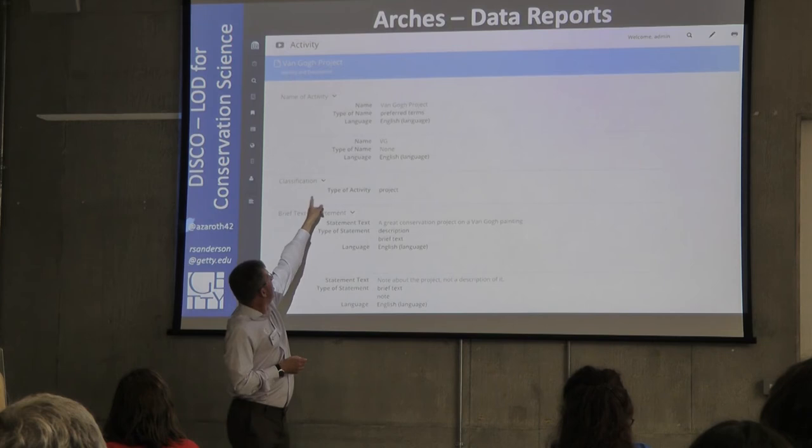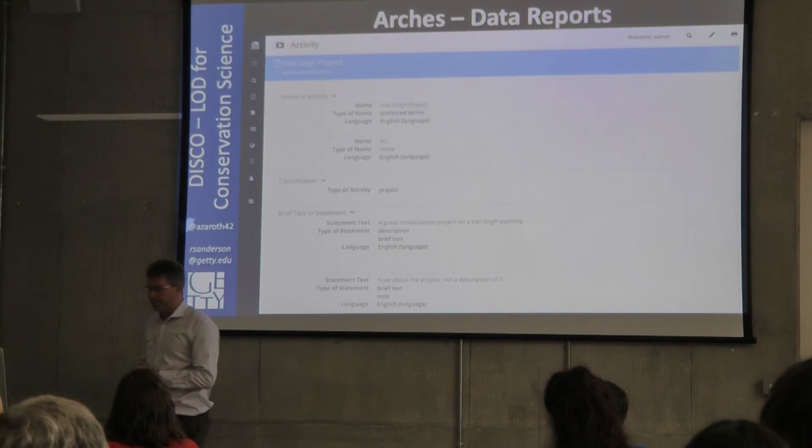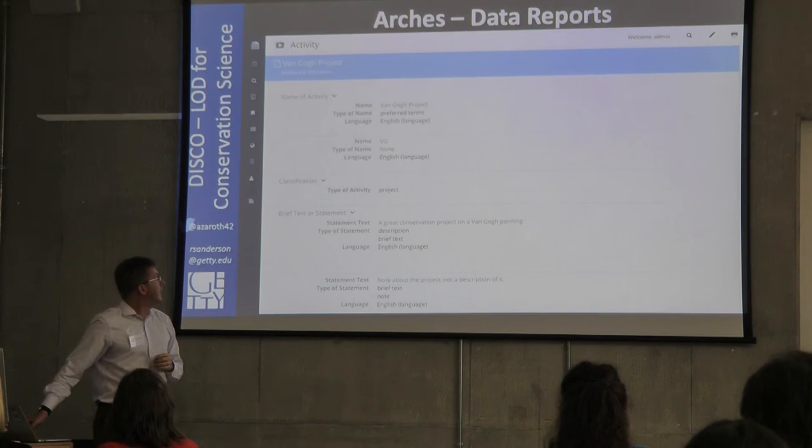Here's the type, it's a project. There's a statement about it, the Great Conservation Project. This is a description, and it's in English, and so on and so on. So this also just happens automatically by Arches. What you configure is these labels, and then it fills it out.